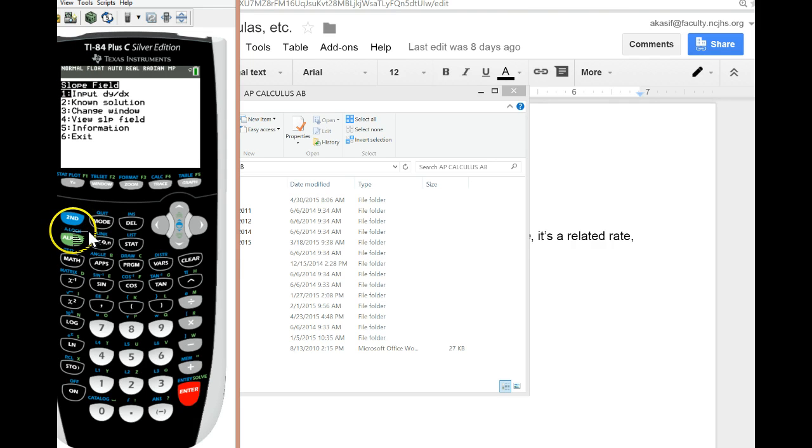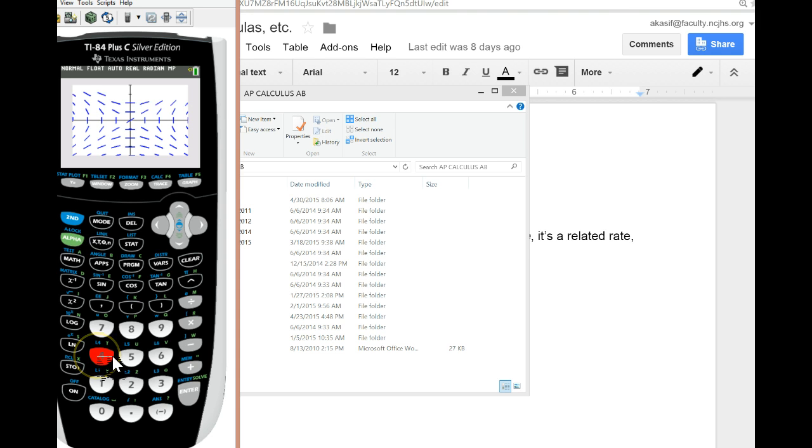So let's view the slope field first, number 4. So this will graph your slope field. So remember what it does. It creates little line segments that represent the slopes at particular points. Okay.